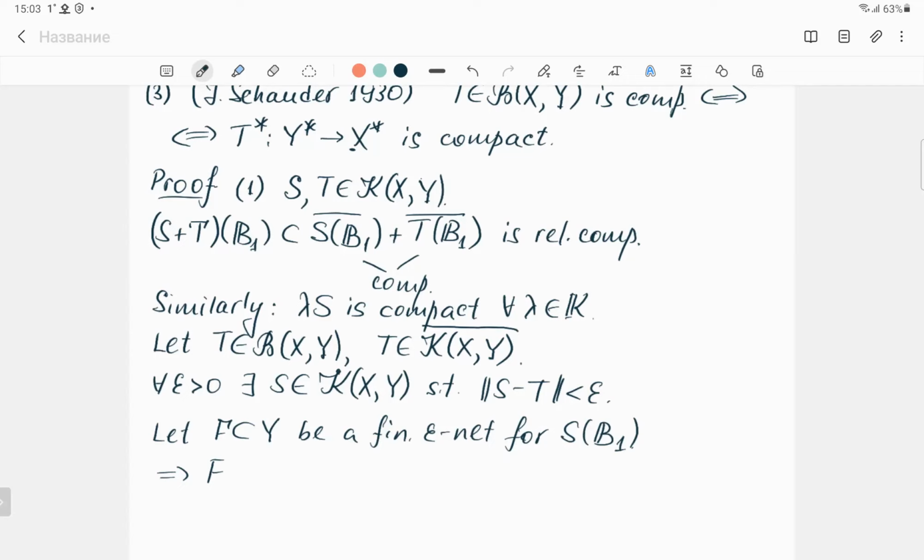Okay, so F is a finite epsilon net for S of B, for the image of the unit ball under S. And the distance between S and T is less than epsilon. And what is the distance between S and T? This is the supremum over the unit ball of the norm of S of X minus T of X, where X runs over the unit ball. So now the triangle inequality implies that F is a 2 epsilon net for T of B. And since epsilon is arbitrary, we conclude that T is compact.